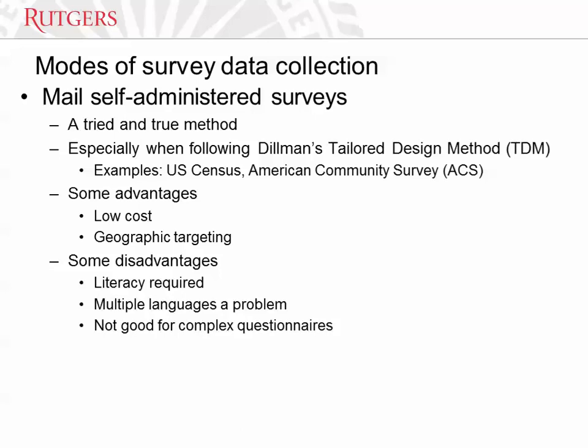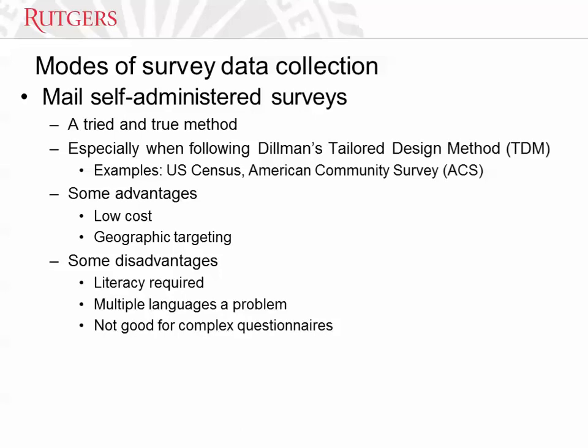The American Community Survey, which is the data collection that happens in between the census, is also a paper form that's mailed out. And other governments and organizations still use mail surveys. Now, some of the advantages: there are low costs generally with a mail survey. And also, interestingly, geographic targeting, because addresses are well established and you can target a geographic area with a mail survey.